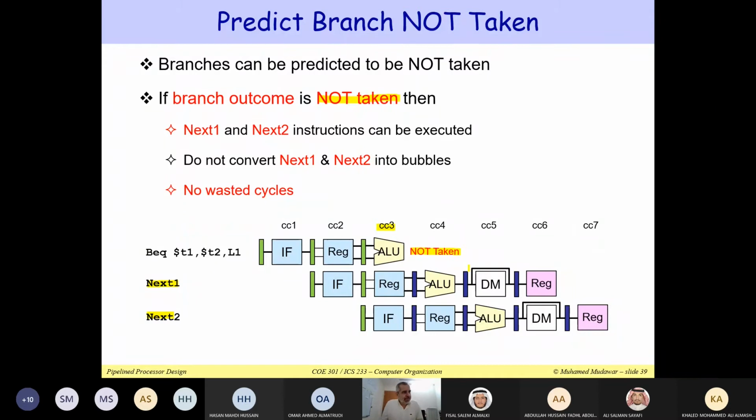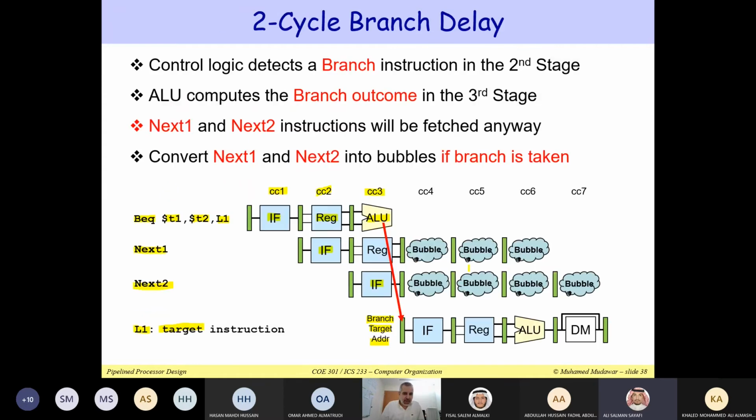Ali? Yes. What if the branch outcome will be taken and the next one will be jump? It will be fetched, and because it is a jump. Yeah, well, in this case, the next one, if it is a jump, it will have no effect. That's a good question, by the way, Ali.